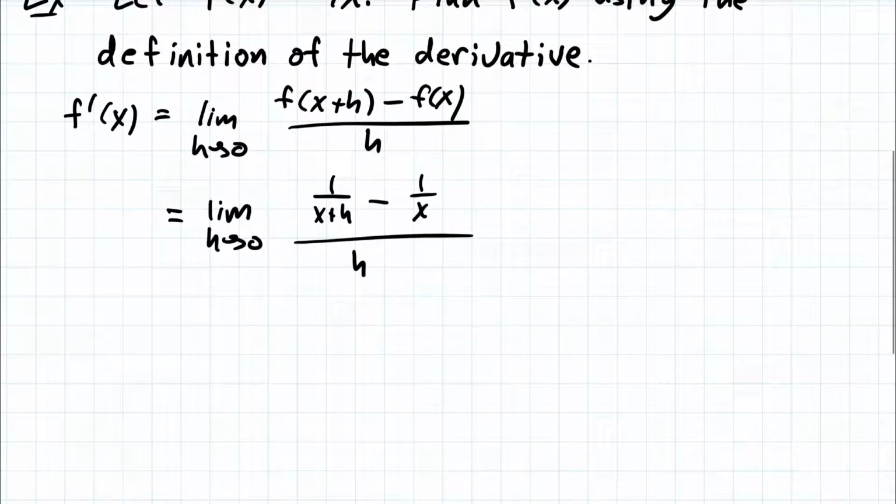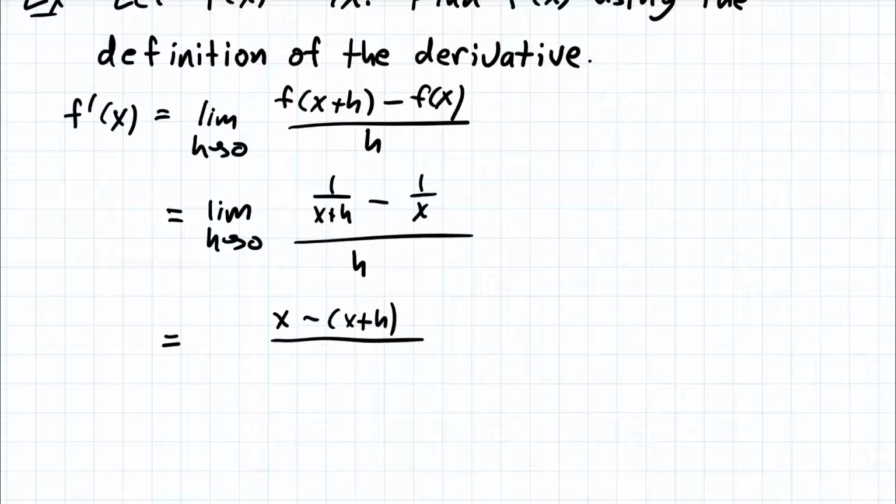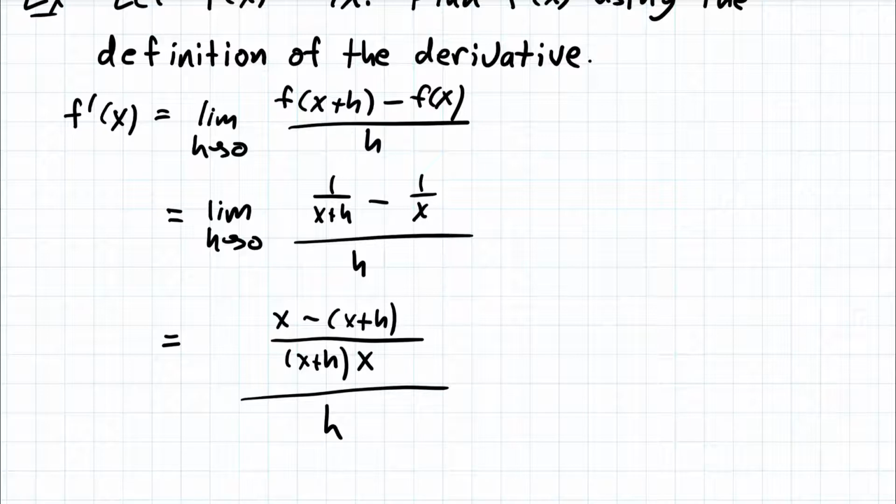So we'll want to get common denominators there, so we can multiply the first one by x over x and the second one by x plus h over x plus h. Then they'll have the common denominator of x plus h times x. And then the whole thing is still divided by h, and we're still taking the limit as h goes to 0.